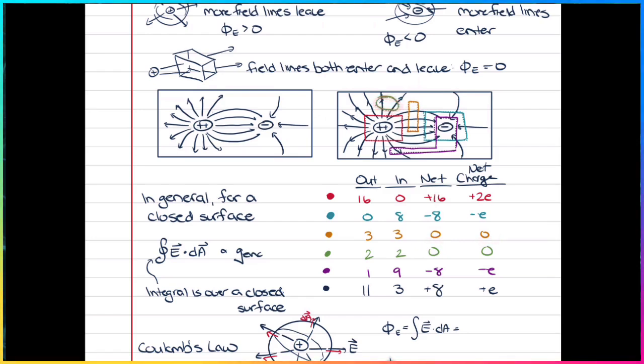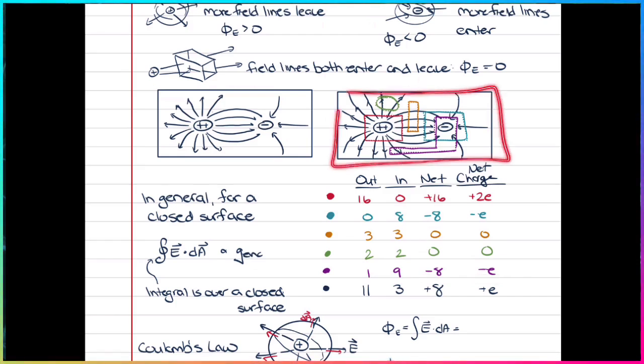Same for this green one. 2 went in, 2 went out. No net charge inside of this thing. And this purple one essentially looks like the blue box, but then it goes all the way over here, loops over, and then goes back. So all these 8 still go in. But then we got this one where it goes in, but then comes out again. So 1 went out, 9 went in, still a net of negative 8. And the charge inside that box is still negative e.